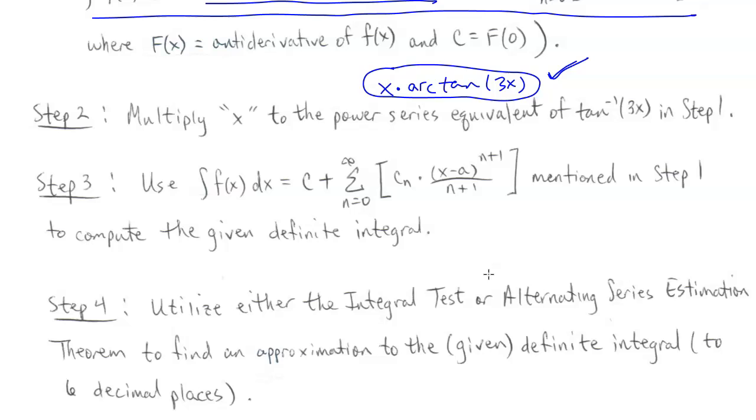If we end up having a power series that can be classified as an alternating series, meaning that every other term is negative, then we can use the alternating series estimation theorem to find an approximation. Basically, what that theorem says is that if we approximate our function by using a power series, we'll be off by no more than the (n plus one)th term.